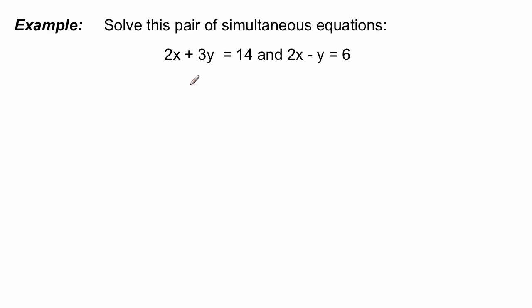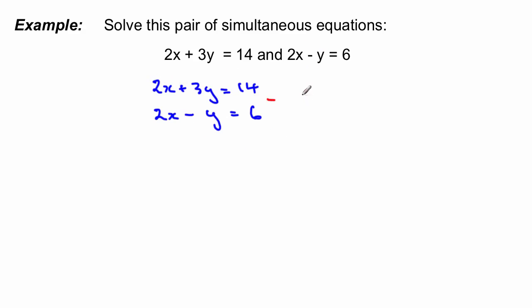Let's try this example here. We've got 2x plus 3y equal to 14, and we've got 2x minus y equal to 6. Now in this case we've got 2x and 2x with the same coefficients. So once again, if we subtract these equations, we're going to eliminate 2x, and we'll have at least one of our solutions once we solve the remaining equation.